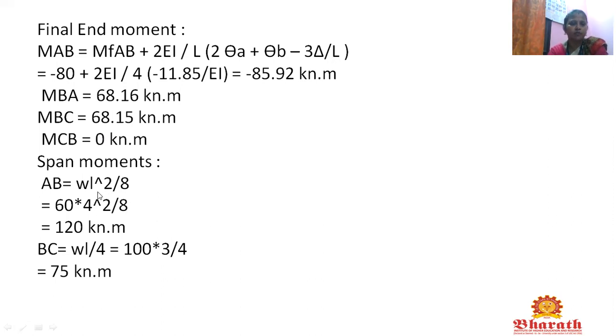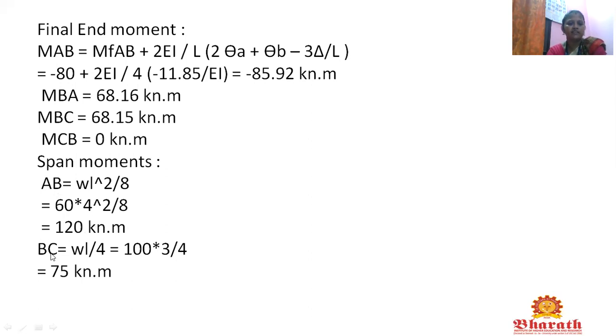For calculating span moments, we calculate moments according to the loads given in the problem. For span AB, what is the load given in your problem? We have to check. Here the formula for calculating moments is WL square by 8 for span AB, whereas for span BC, it is WL by 4. So for span AB, W into L square, what is W given in your question? 60 into 4 divided by 8. So you'll be getting 120 kilonewton meter.